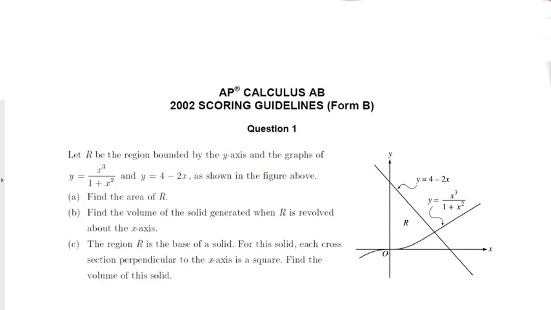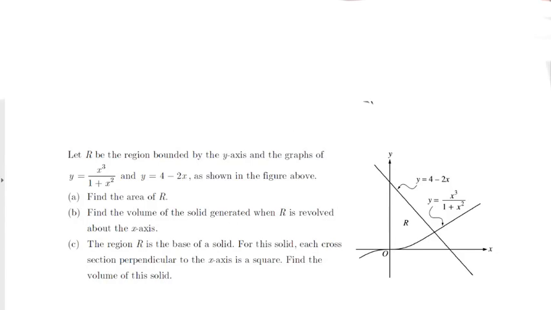All right, 2002. Here's question 1, form B. Here we go. So let's get reading here. It says that R is the region bounded by the y-axis. That's this line right here, and I know you guys know that. And the graphs of that guy and that guy, we have.